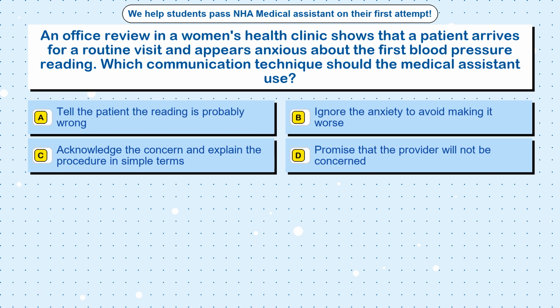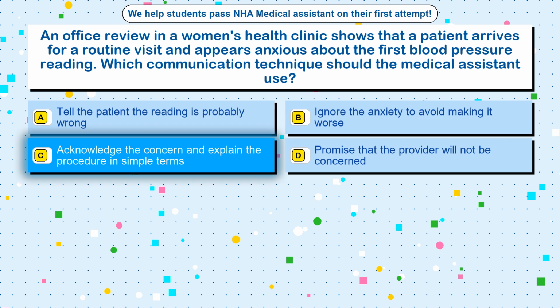Question 7. An office review in a women's health clinic shows that a patient arrives for a routine visit and appears anxious about the first blood pressure reading. Which communication technique should the medical assistant use? Option A, tell the patient the reading is probably wrong. Option B, ignore the anxiety to avoid making it worse. Option C, acknowledge the concern and explain the procedure in simple terms. Option D, promise that the provider will not be concerned.